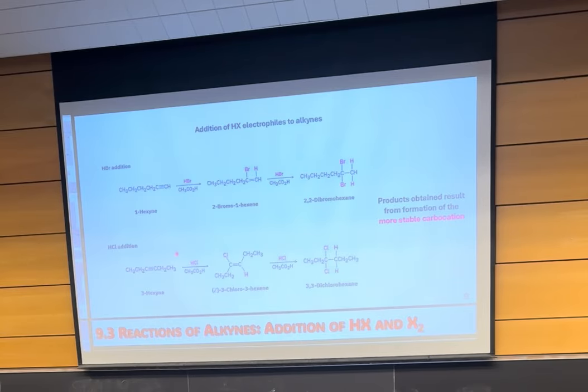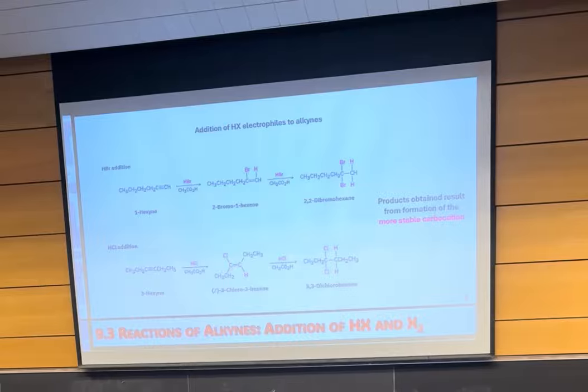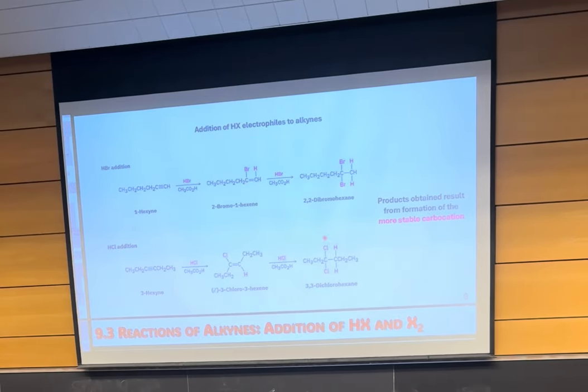So when you add HCl, it adds to it, and it's always going to add this way over here. There's a second equivalent, same thing, the chlorine is in the same position because it's a more stable carbocation. This chlorine now directs the next one to be in the same position, and you get this here. 3,3-dichlorohexane. So the chlorine is always going to be in the center here. Well, this is a symmetrical molecule. They're both going to be on the same carbon.